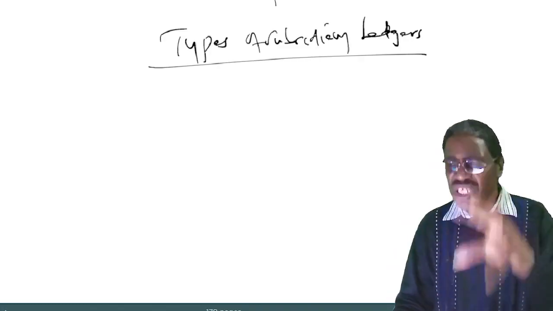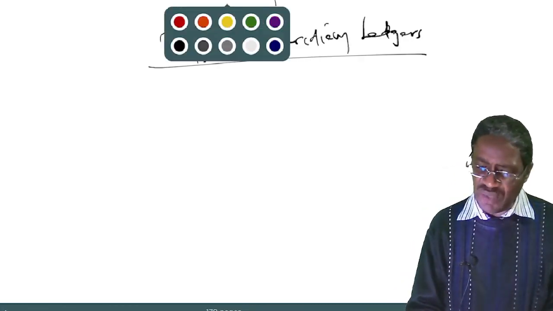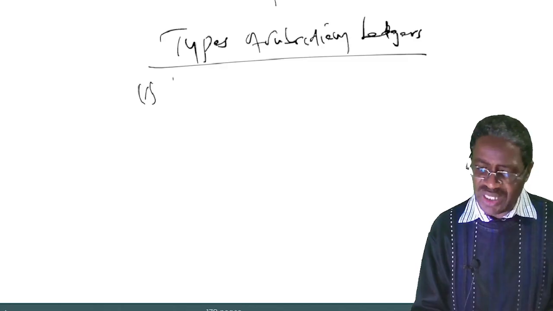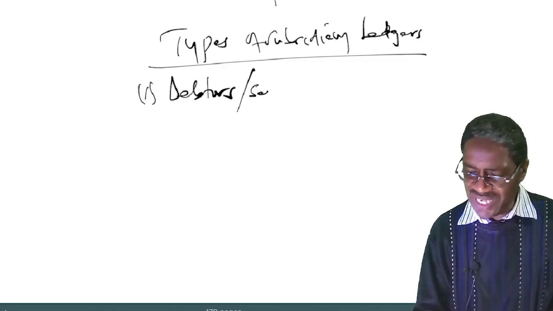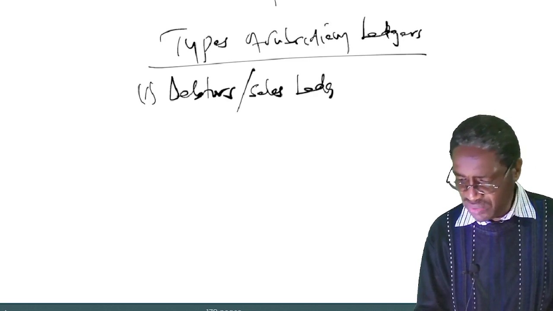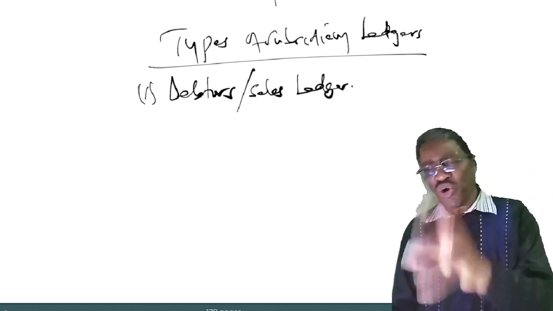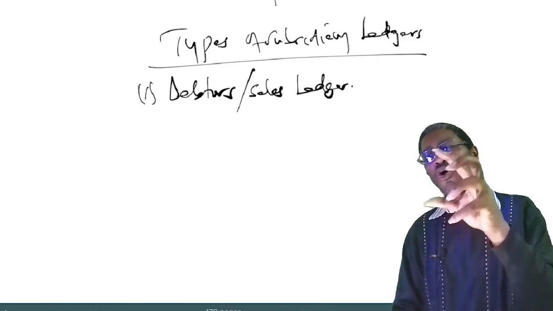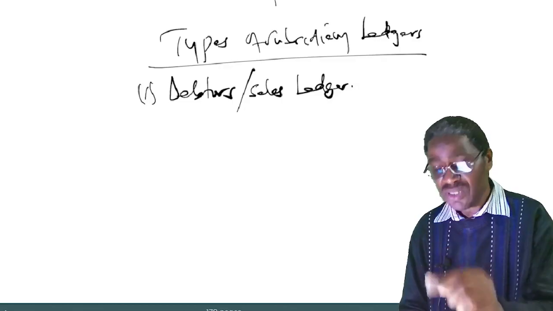What are the different types of ledgers? One type of ledger is what we are calling the debtors, or we call it the sales ledger. I've told you this contains all the accounts of who? Of debtors.